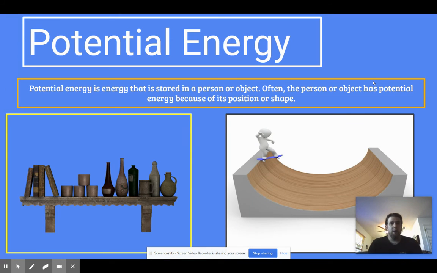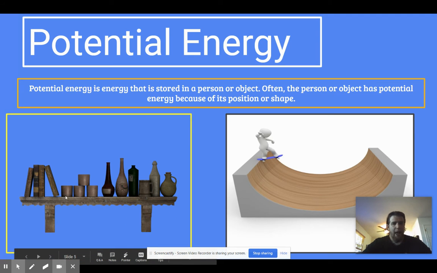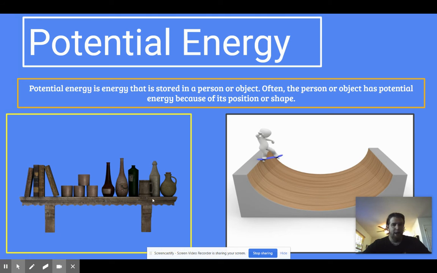All right, we also want to talk about potential energy. Potential energy is energy that is being stored. You are not in motion whatsoever, but it is the energy that an object has within it. Oftentimes the person or the object has potential energy because of their position. If we look at the little bookshelf on the left here, everything on it has potential energy. The amount of energy it has depends on how high it is above the floor.